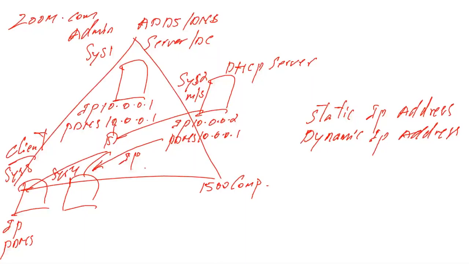Now take one example. Assume I have 1500 computers in my network, but right now I don't want an IP address on all 1500 machines. I want an IP address only on 700 machines, or only on 1000 machines. All 1500 machines are connected to my network, but I want IP addresses only on a selected 1000 machines. So does my DHCP server have any knowledge of which selected 1000 machines require an IP, and which machines do not require one?